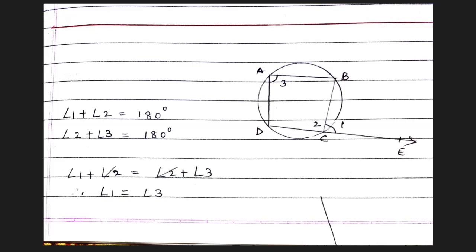Now I have written it like this. Angle 1 plus angle 2 is 180 degrees. What is the reason? Linear pair. Angle 2 plus angle 3 is 180 degrees. What's the reason? Cyclic quadrilateral, so opposite angles are supplementary. Right hand sides are equal, therefore equate the left hand sides. Angle 2 gets cancelled, angle 1 equals angle 3. When you write it down, write angle BCE plus angle BCD is 180 degrees. Angle BCD plus angle BAD is 180 degrees. Equate both, cancel out angle BCD, and therefore you get angle BCE equal to angle BAD.